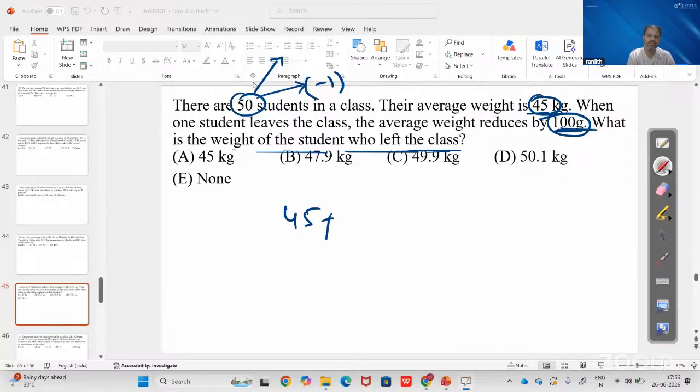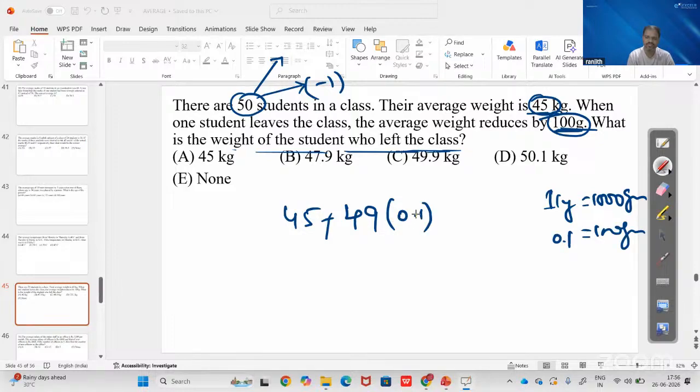So that will be equal to, so out of 50, if I subtract 1, so that will be equal to 49. So how many kilograms they are decreasing: 1 kg equal to 1000 grams, then 100 grams equal to 0.1 kg. So that is 0.1. So 45 plus 4.9 is equal to 49.9 kg.